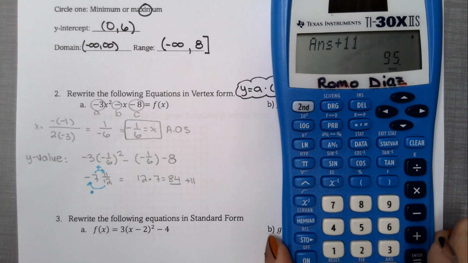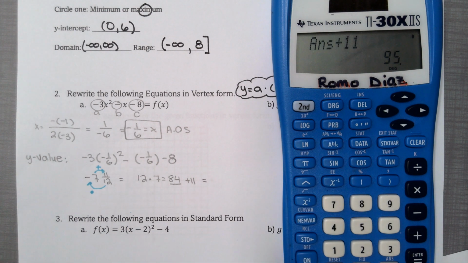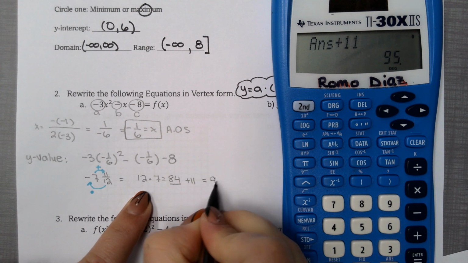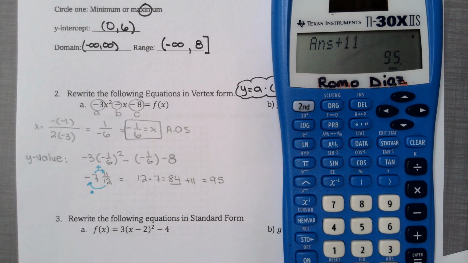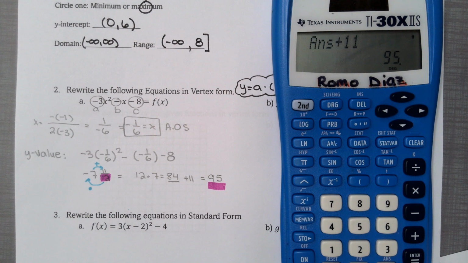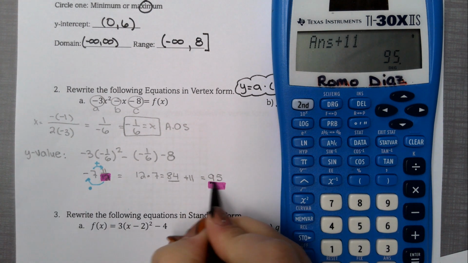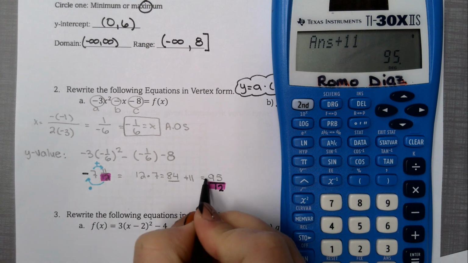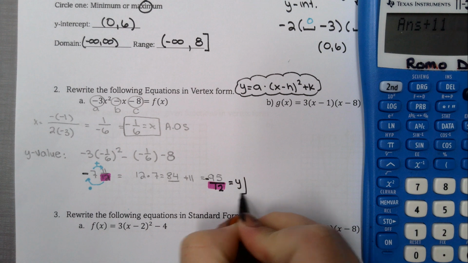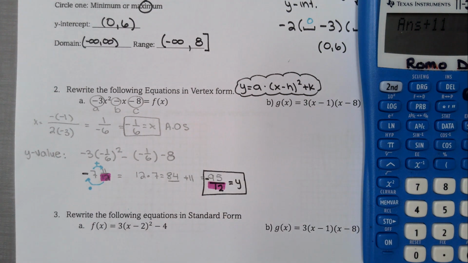And that gives me 95. So again, 12 times 7 plus 11, and that gives us a 95. Now, we do want a fraction, so we're going to take the original 12 in the denominator that we had, and we're going to write it underneath. Just keep it a fraction because that's what we want. And then the original negative, we're going to place it on negative 95 here. So that means our y value is negative 95 over 12.